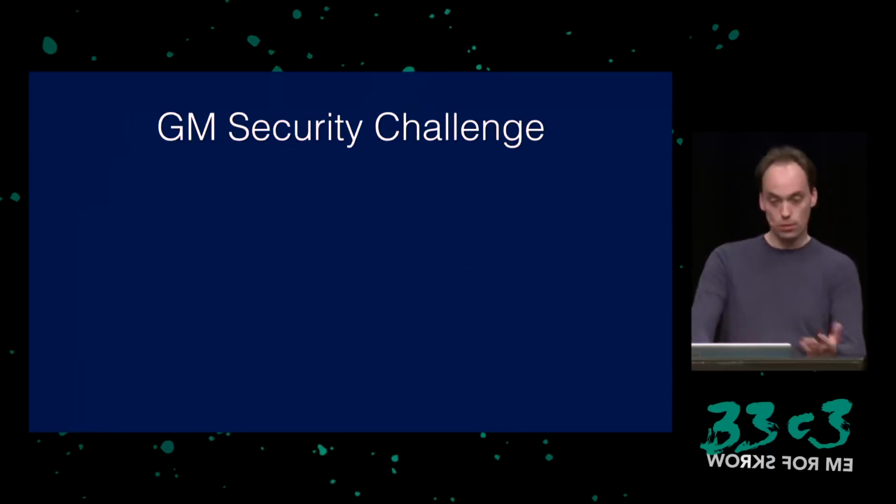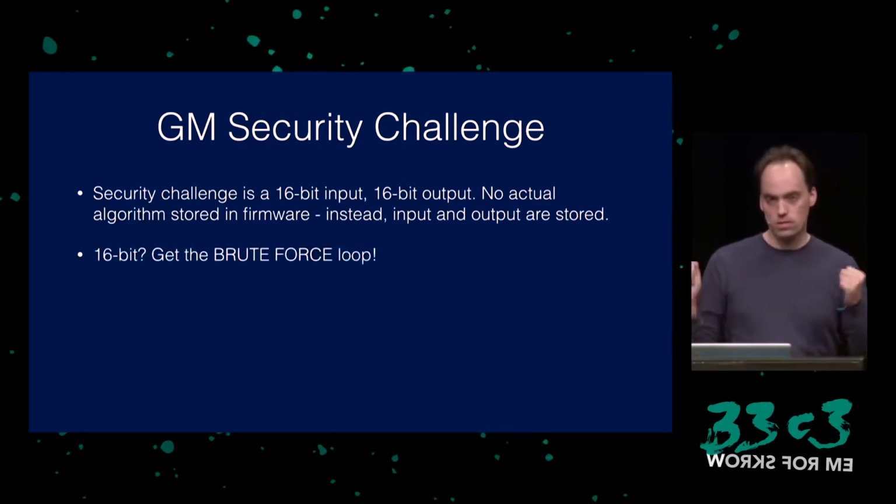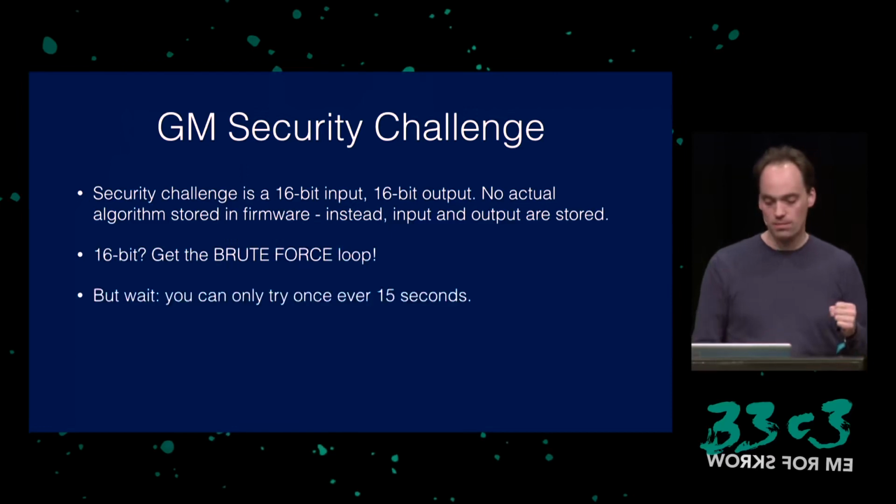Maybe it's as simple as the Bosch one. So their way of doing this is they store a 16-bit input and output value in the firmware, and it's different for every device. And they don't store the algorithm to compute the output from the input. Instead, they just store the pair. And well, it's just 16-bit, right? So let's brute force it. Yeah, the issue is you can only try every 15 seconds, so it's kind of lame.